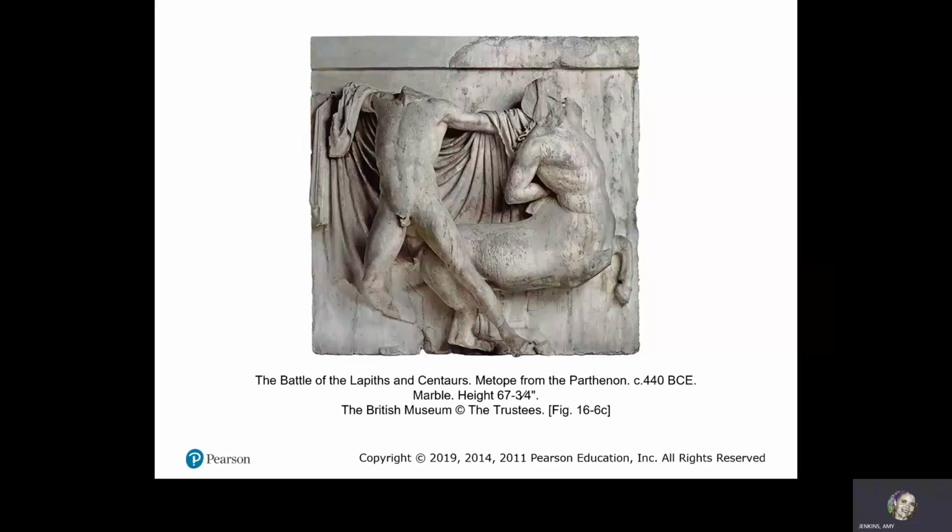Here's an image of the Battle of the Lapiths and Centaurs, a metope from the Parthenon, circa 440 BCE. It's made of marble, height 67¾ inches.